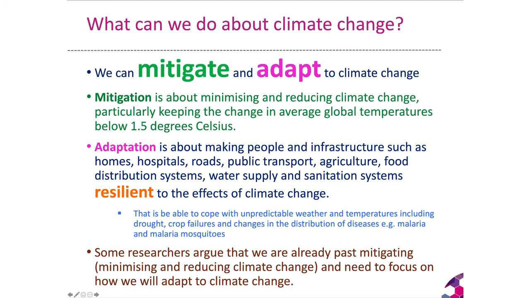Adaptation is about making people and infrastructure, such as homes, hospitals, roads, public transport, agriculture, food distribution systems, water supply and sanitation systems, resilient to the effects of climate change. That is, be able to cope with unpredictable weather and temperatures, including drought, crop failures, and changes in the distribution of diseases such as malaria, parasite, and the malaria mosquitoes.